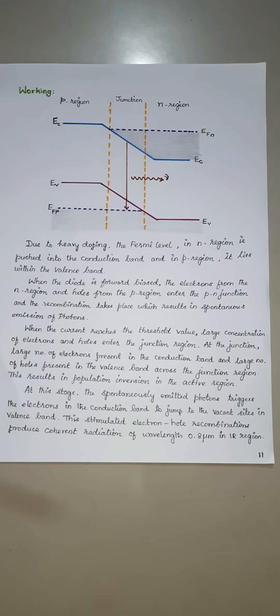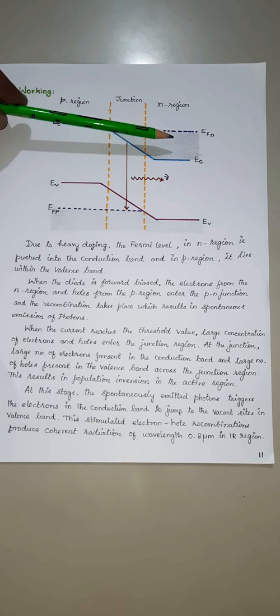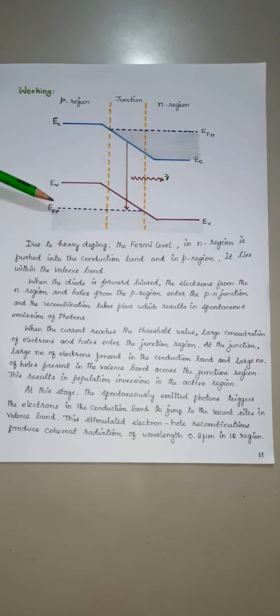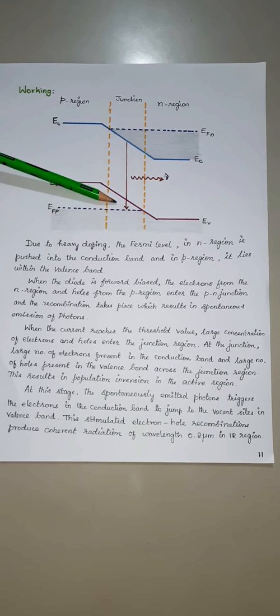Now, when the diode is forward biased, the electrons from the N region enter into the junction. In the same way, the holes from the P region enter into the junction region. The junction region is called the active region. That is where the recombination is going to happen.